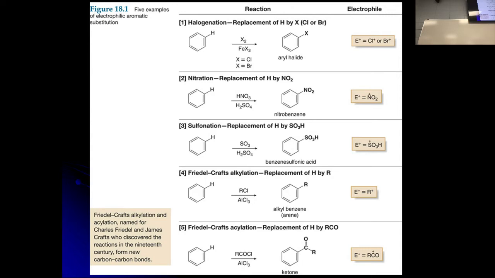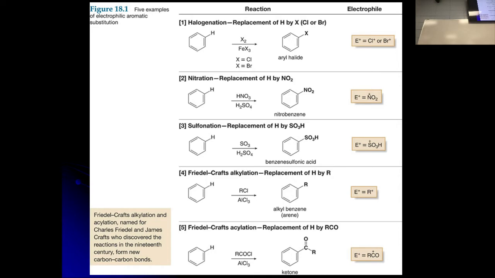Sulfuric acid for these is a solvent. And you get benzene sulfonic acid. This is a nice acid, a very strong acid. This is how you make detergents, for example. Detergents are quite frequently made with sulfonic acids. Okay? So this is a very useful reaction.